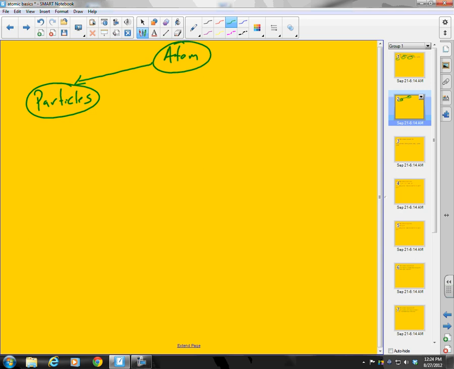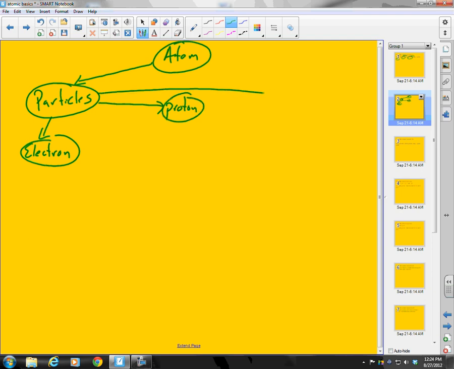The three that we want to focus on are the electron, the proton, and the, way over here, neutron. Good. So these are the three particles which make up the atom, and we want to ask ourselves a question about their mass, their charge, and their location in the atom. So let's start with the mass.